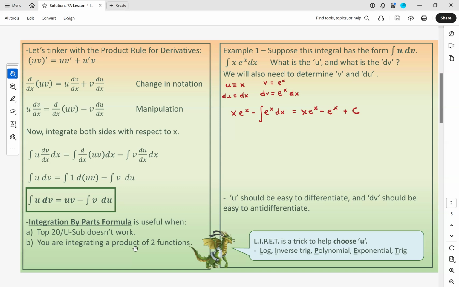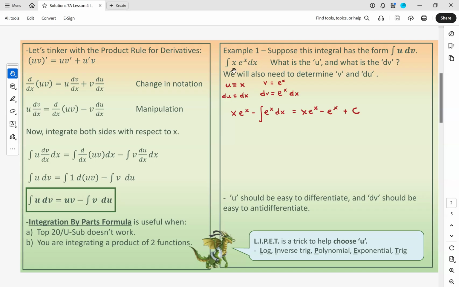So let's do example 1 here. We need to integrate x times e to the x dx. It's not a top 20. U-sub doesn't seem super helpful. If I say u equals x, for example, I still have really the same form of integral I started with. It's not clear how to work with it. I do happen to have a product here, so that's a clue to try integration by parts. Looking at my original integrand, I need to decide what part of this is going to be my u, and what part is the dv.